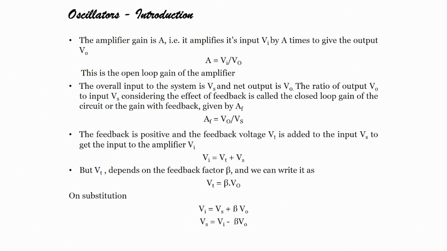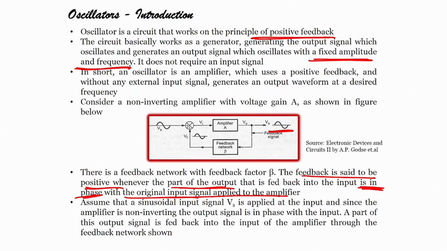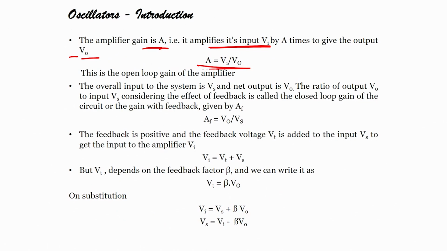Now, the amplifier gain, that is A, amplifies the Vi by A times to give the output voltage Vo, correct. You see this schematic. Here we are just talking about this part. The amplifier input is Vi, output is Vo. So, how can we define A? We can define A as Vo by Vi.